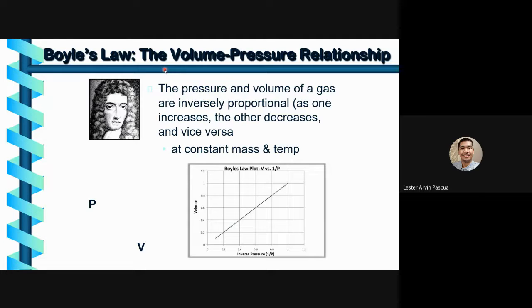So, based on experiments, si Boyle determined yung volume pressure relationship. He determined that your pressure and your volume of a gas are inversely proportional. Ano ibig sabihin ng inversely proportional? Kapag yung isa ay nag-i-increase, yung isa ay bumababa. So, this is at constant mass and temperature. Kapag pareho yung temperature at pareho yung number of moles ng gas mo, napansin daw na kapag nag-i-increase ang pressure ng gas mo, bumababa ang volume mo. Kapag naman nag-i-increase ang volume mo, bumababa ang pressure mo. So, that's what Boyle's law is.